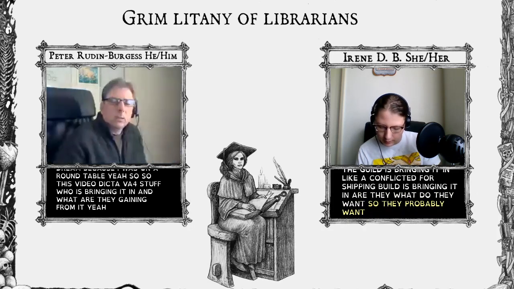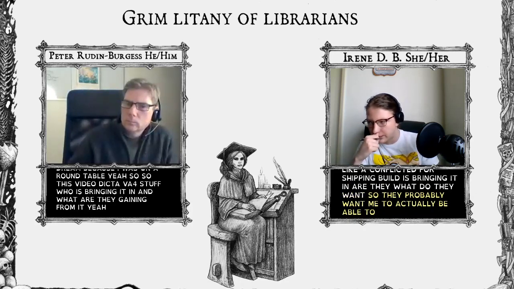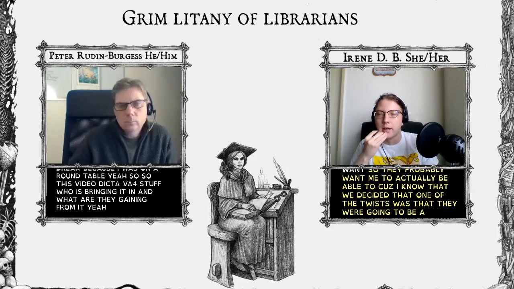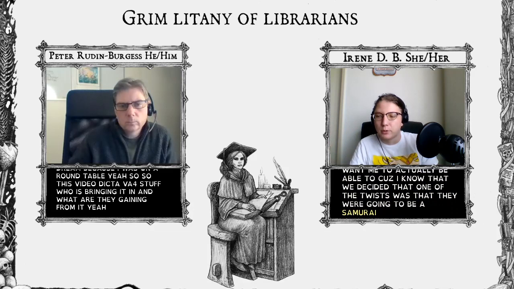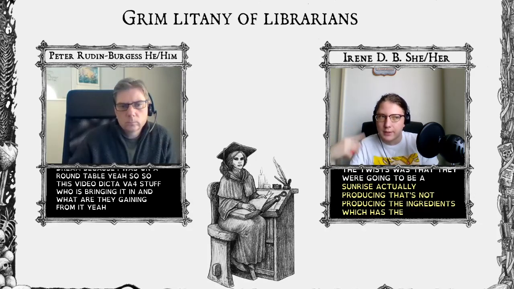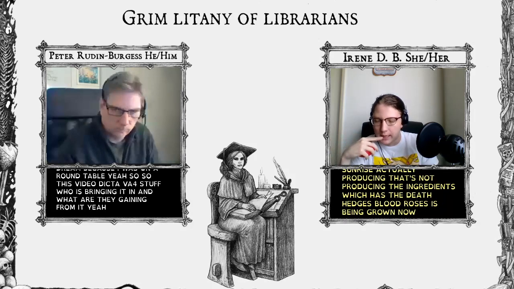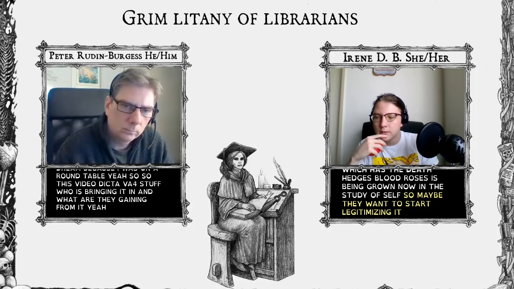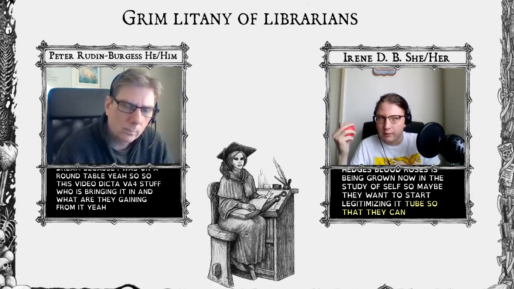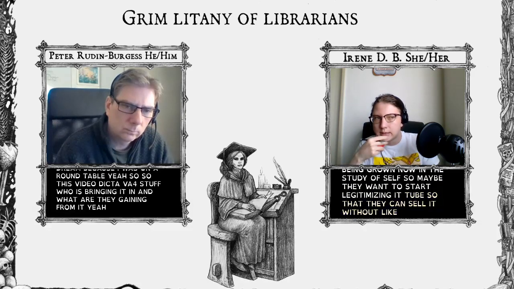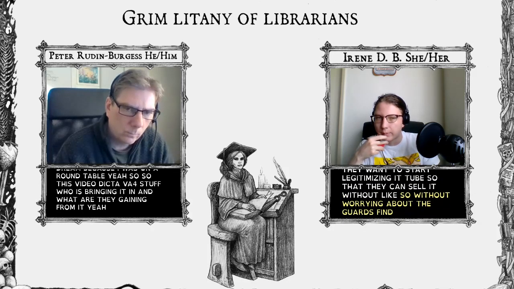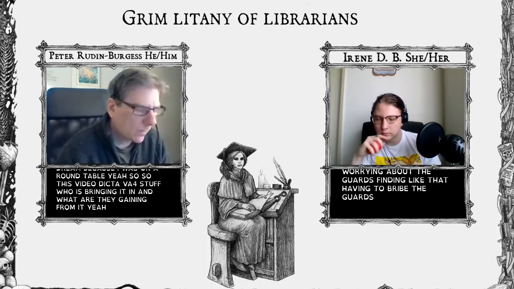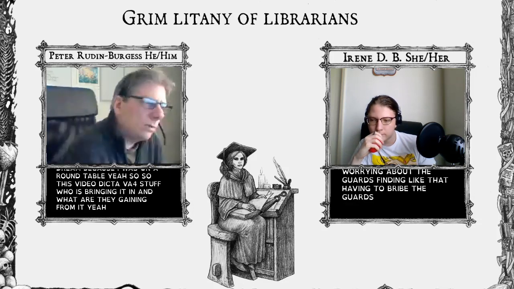What they probably want with the shipping guild is, because I know that we decided that one of the twists was that there was going to be somewhere that's now producing the ingredients, the Death Hedge's blood roses, being grown now in the city itself. So maybe they want to start legitimizing it, so that they can sell it without worrying about the guards, without having to bribe the guards. If there's a chance of a local production, then the people doing the importing are likely to lose out.